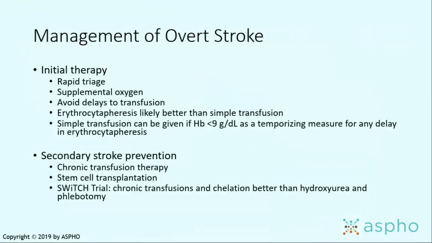For a patient who presents with overt stroke, so a sickle cell patient who comes in with a new neurologic symptom, it's really important for rapid triage and to do an exchange transfusion. Patients have the best outcome with an exchange transfusion. It's better than simple transfusion. This means involving your ICU to help you get the access that you need. And then once you've had the overt stroke, you go on chronic transfusion therapy or consider stem cell transplantation.